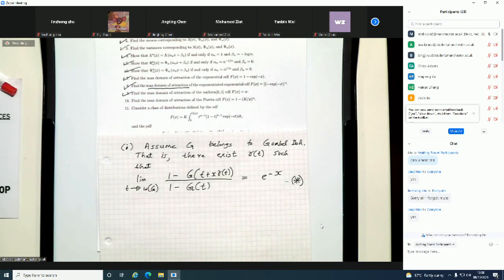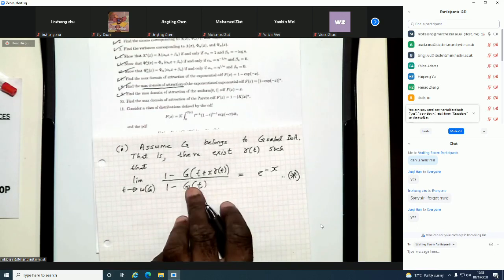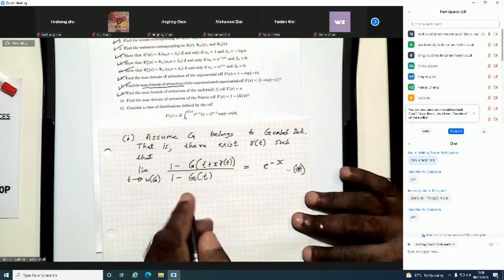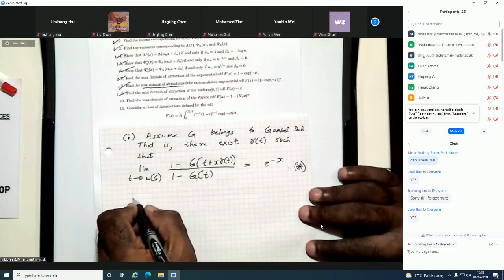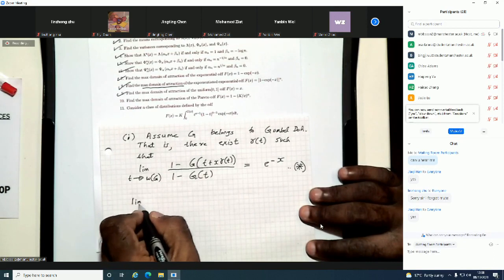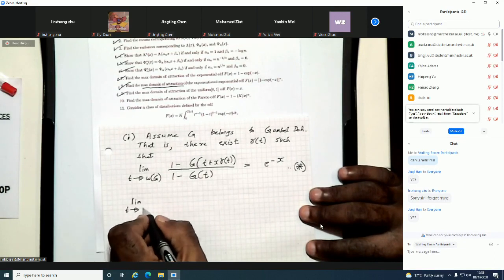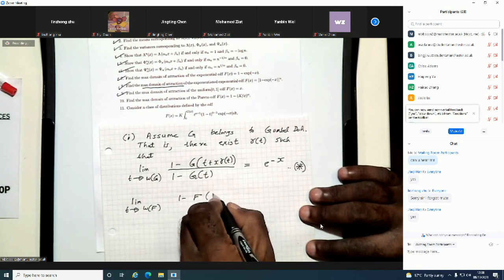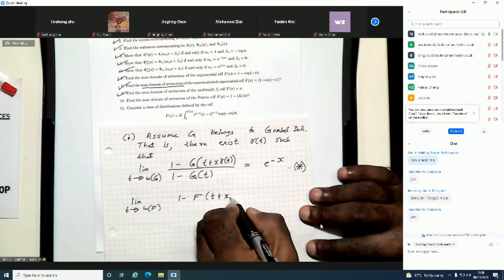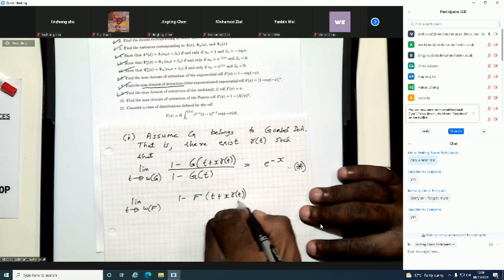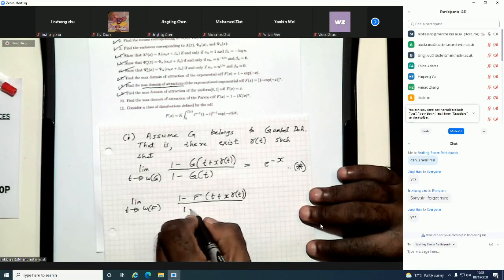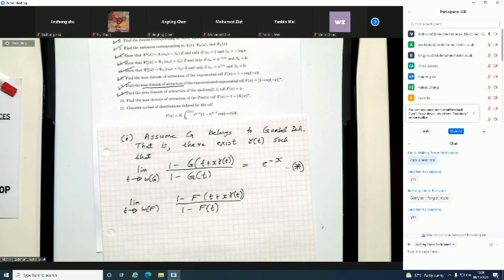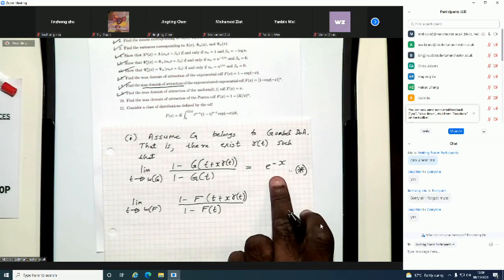Now what we need to show, we are assuming this is true. What we need to show is that the limit as t approaches w of f of 1 minus f t plus x gamma of t, right, we need to show that this is of the same type as this, right?